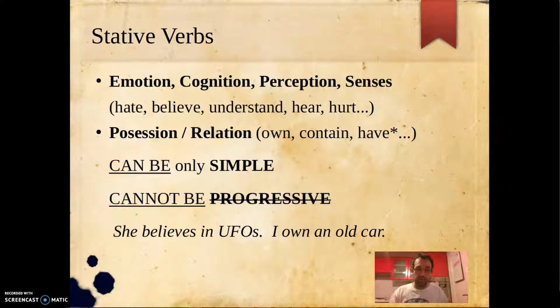The stative verbs, on the other hand, well, they don't behave quite in the same way, and these are, let's say, stranger verbs. These are verbs which express things such as emotion, cognition, what's going on in your head, right? Perception, which you can see with your senses. Okay, so verbs such as hate, believe, understand, hear, hurt are just some examples of those verbs that have to do with your head. The other type of stative verbs are those which express what we call possession or relation. So verbs such as own, contain, and have in the meaning of to have something, to own something, right?